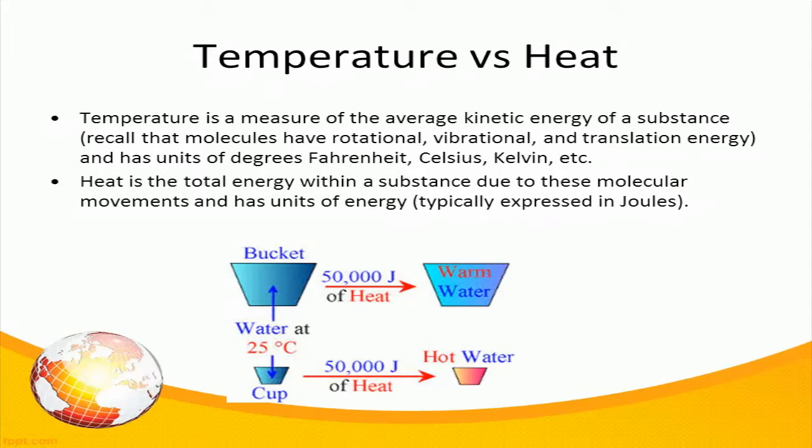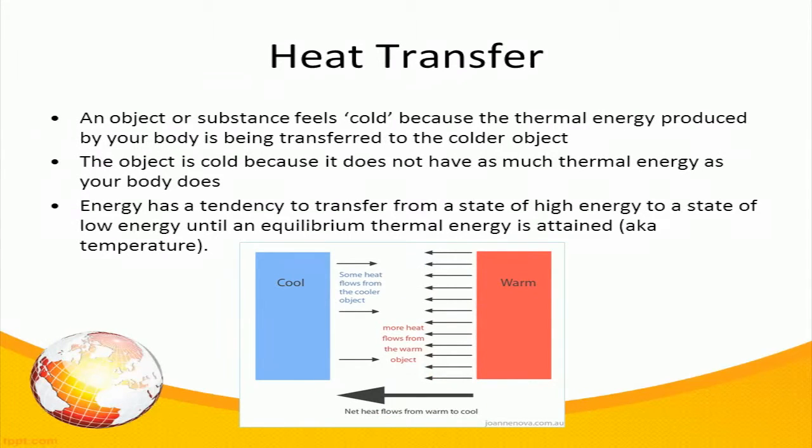It's helpful to imagine an object being composed of a bunch of small vibrating molecules. The hotter the object is, the more the molecules vibrate and interact with other molecules. It is important to realize that just because something is cold, it does not mean that it has no heat. An object or substance feels cold to us because the heat energy produced by your body is being transferred to the colder object. If you were to touch a cold object, heat would be transferred to that object until it reached the same temperature as your hand.